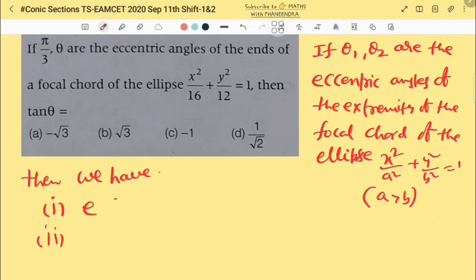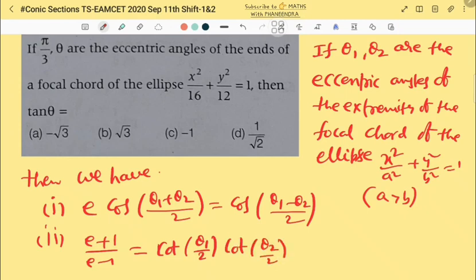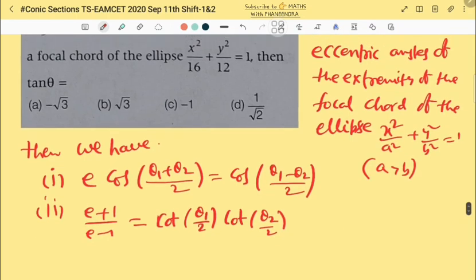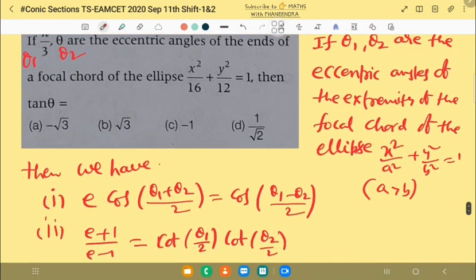E into cos of (theta 1 plus theta 2) divided by 2 is equal to cos of (theta 1 minus theta 2) divided by 2. Second result is (E plus 1) by (E minus 1) is equal to cot theta 1 by 2 into cot theta 2 by 2. The second result is applicable for this question, dear students. Here this is theta 1, this is theta 2. Theta 1 is pi by 3.